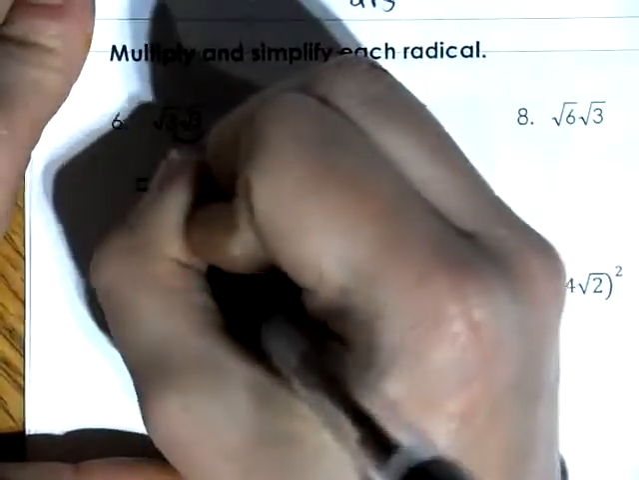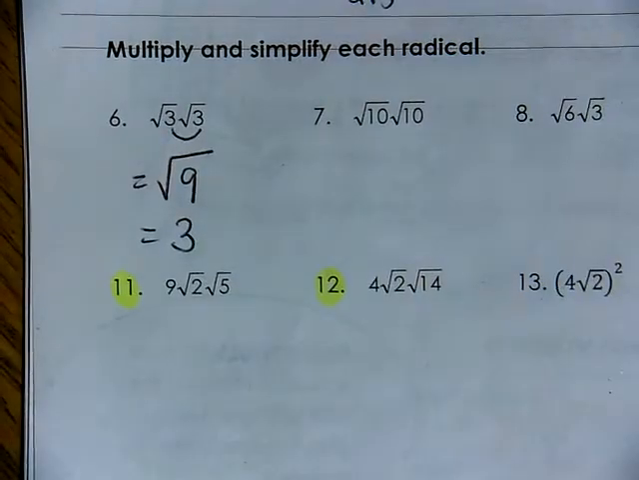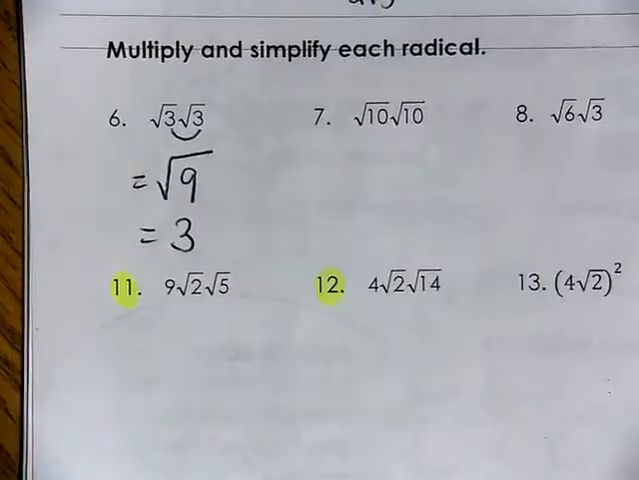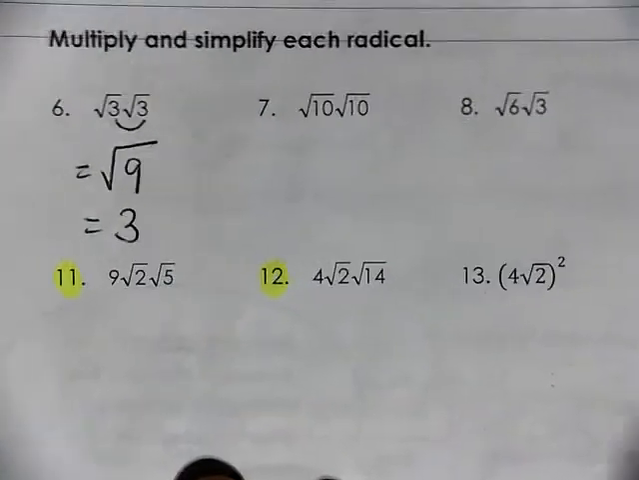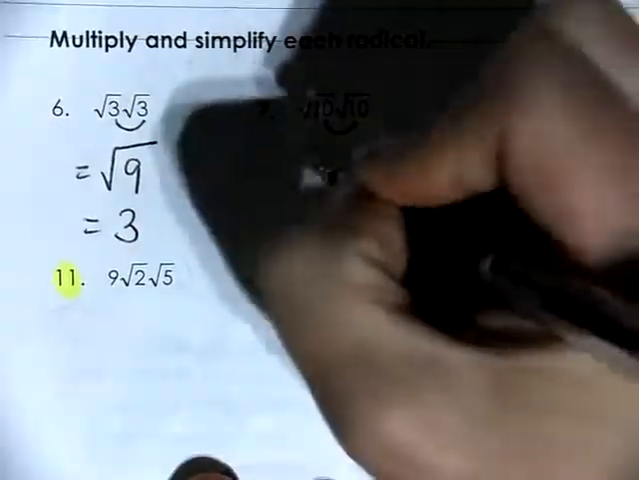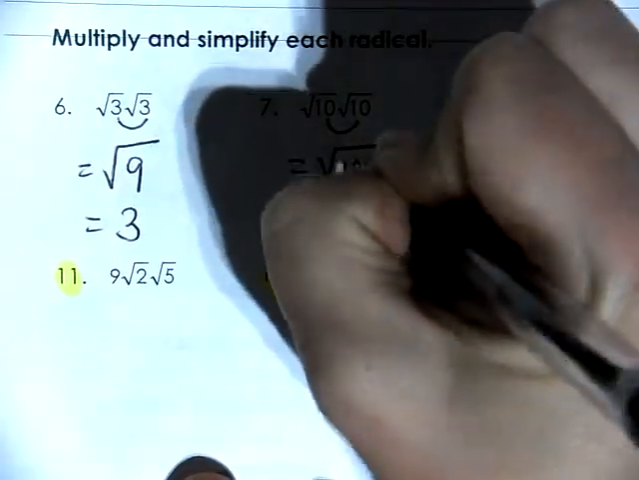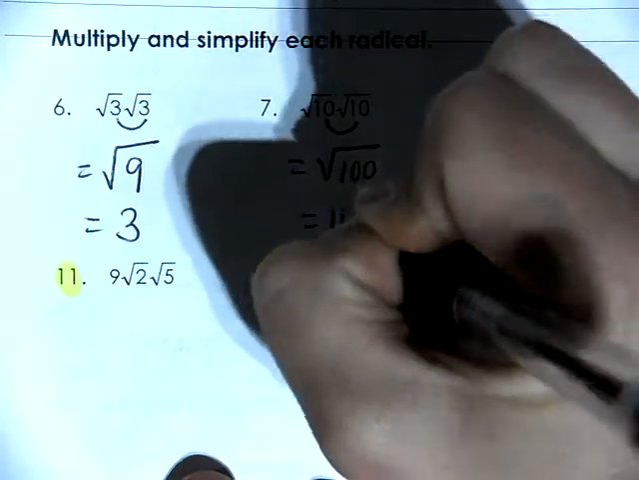This becomes the square root of 9, and we know that the square root of 9 is 3, so the radical goes away, which is pretty cool. Same thing happens with number 7. 10 times 10 is 100, and the square root of 100 is 10.